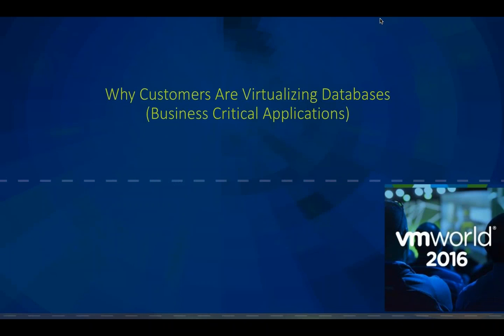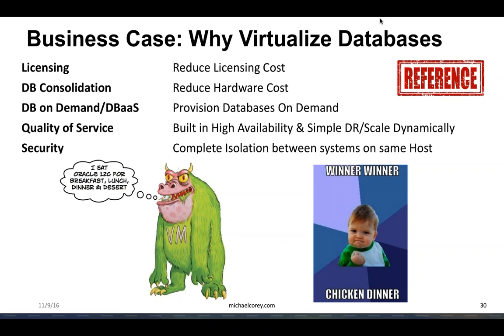So why do you virtualize? These are reference slides. I won't spend a lot of time. But basically, if you're trying to make the business case, it's really about reducing licensing costs, consolidation of your hardware, being able to provision databases on demand. The high availability features of VMware really help on the database side, but it's not an answer to everything. And the complete isolation between the hosts. If you're trying to convince management to virtualize, go back, do a little Google search, and these things will get you in the right direction. So I say winner, winner, chicken dinner.